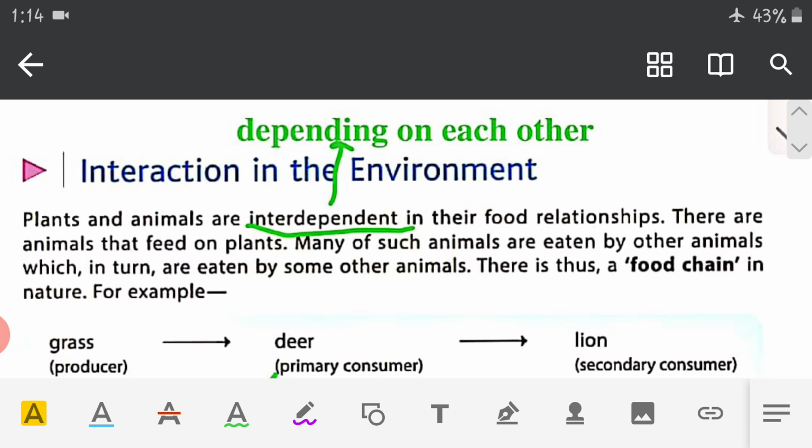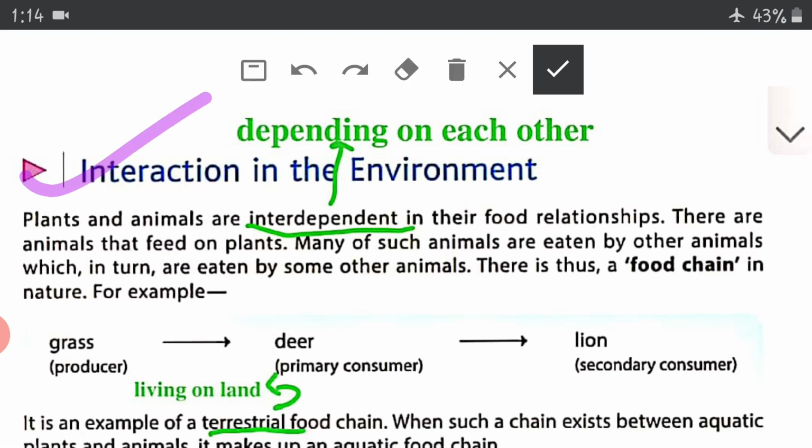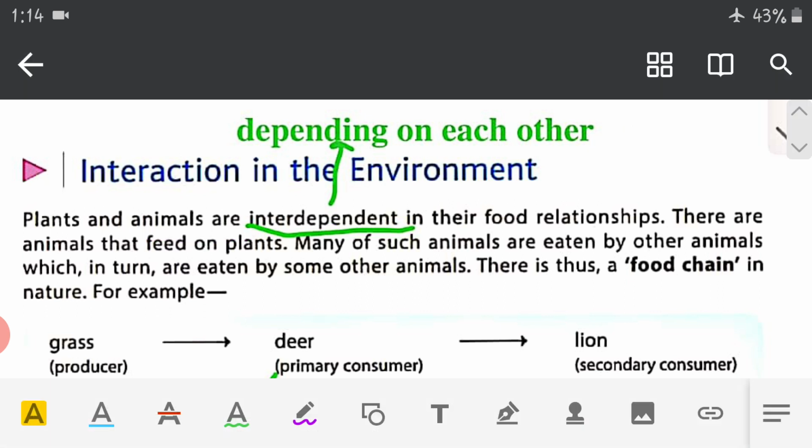In last videos we discussed biotic and abiotic components. In this video we will discuss the interaction of plants and animals in the environment. Plants and animals both depend on each other. Interdependent means depending on each other for their food relationships, directly or indirectly.